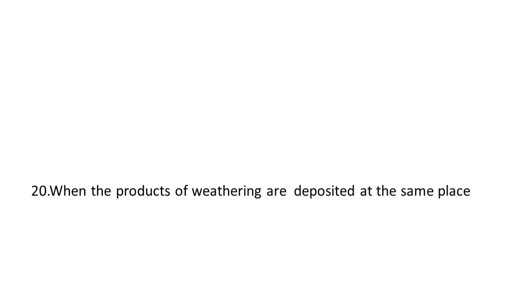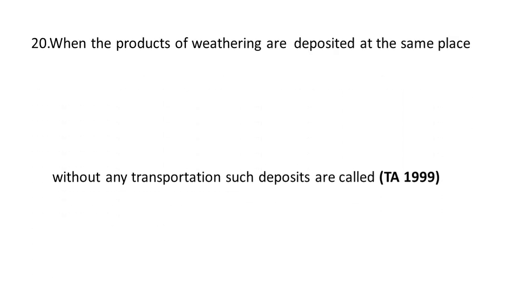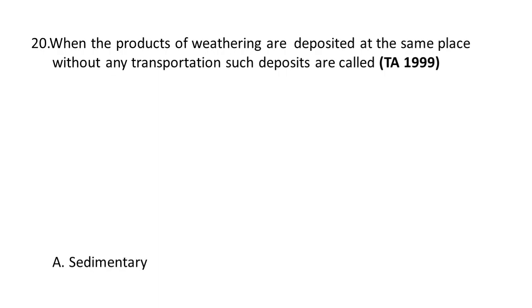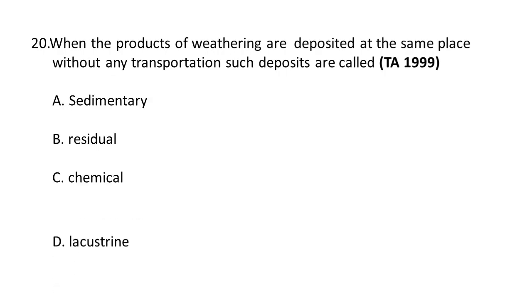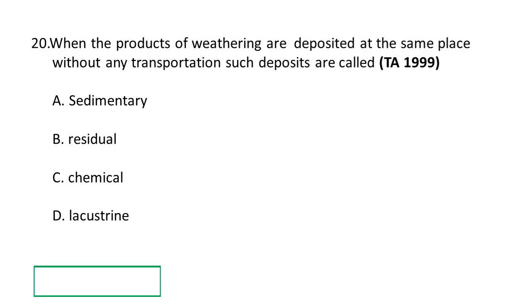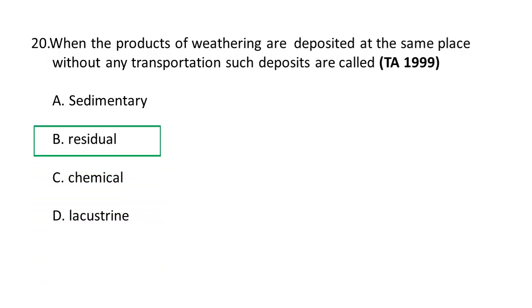Next question. When the products of weathering are deposited at the same place without any transportation, such deposits are called A, sedimentary, B, residual, C, chemical and D, lacustrine. So the correct option is B, residual. Residual deposits are insoluble products of rock weathering that are left behind after the soluble constituents have been removed. These are formed when a pre-existing rock is altered and loses a large proportion of its constituents through dissolution, and the remaining material is enriched in certain minerals or other elements. Examples are bauxite, residual nickel, iron, laterites and soil. So B, residual, is the correct option.